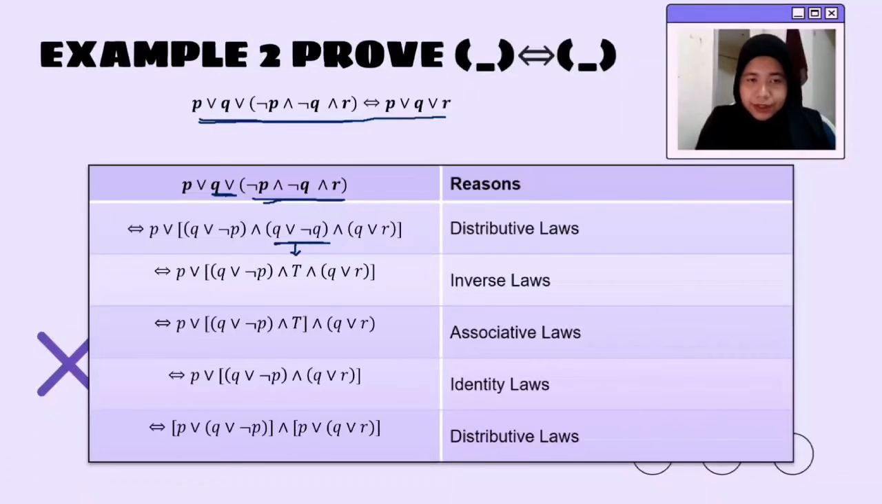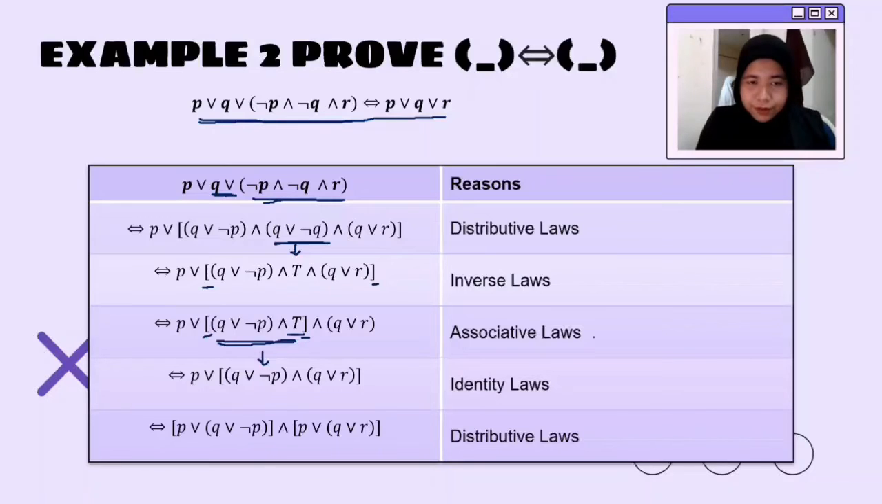After that, we can change the position of the bracket, which we will be using associative laws. So from here, we will change the bracket so that it will close on this side. So we will be having Q or not P and T. And from this, we can use identity laws because we have T right here. So from this one, we will be getting Q or not P.